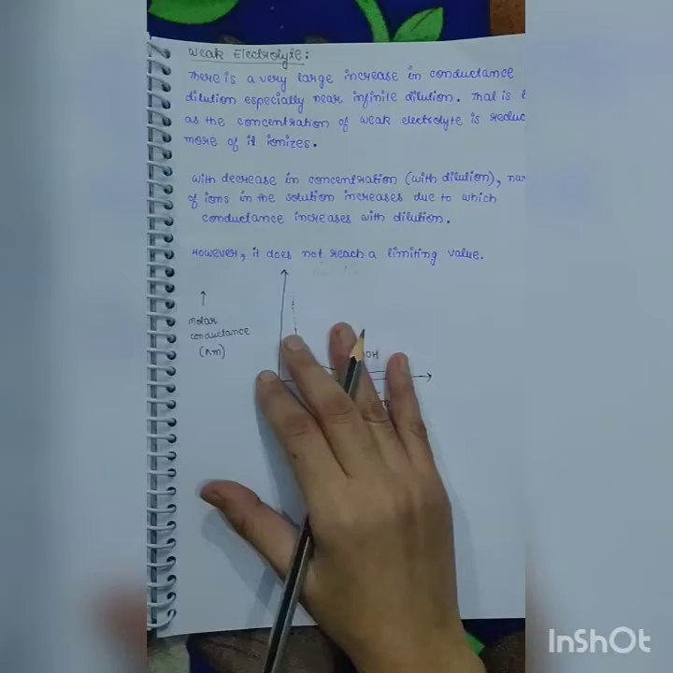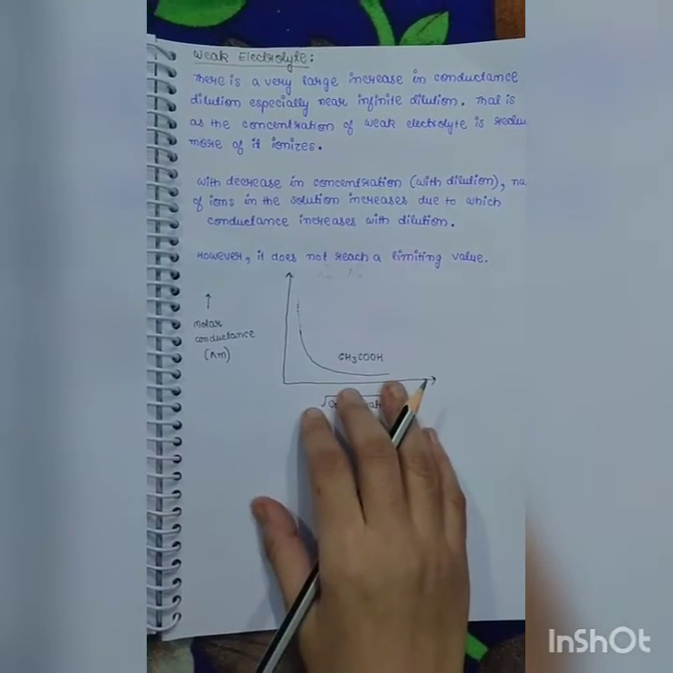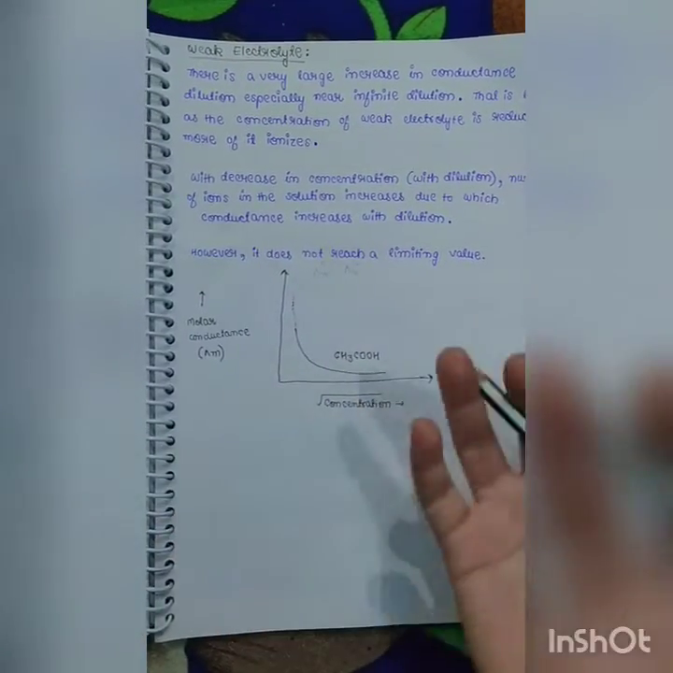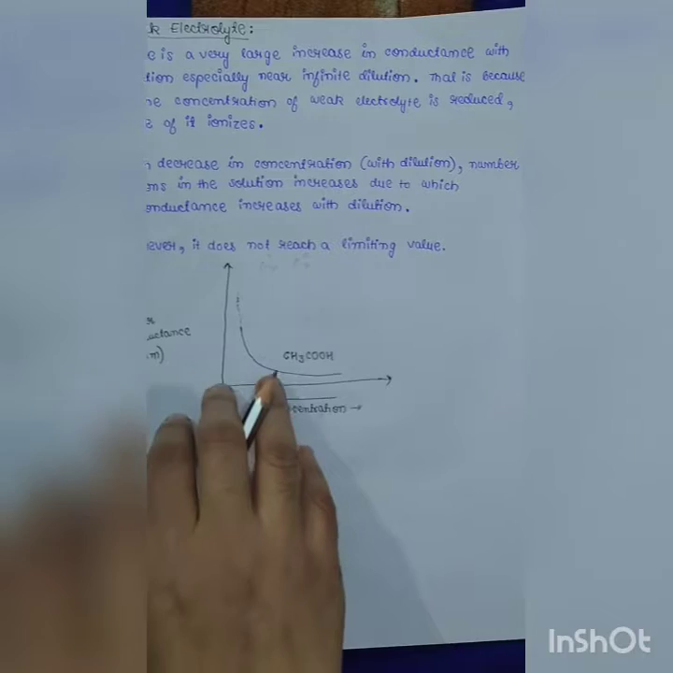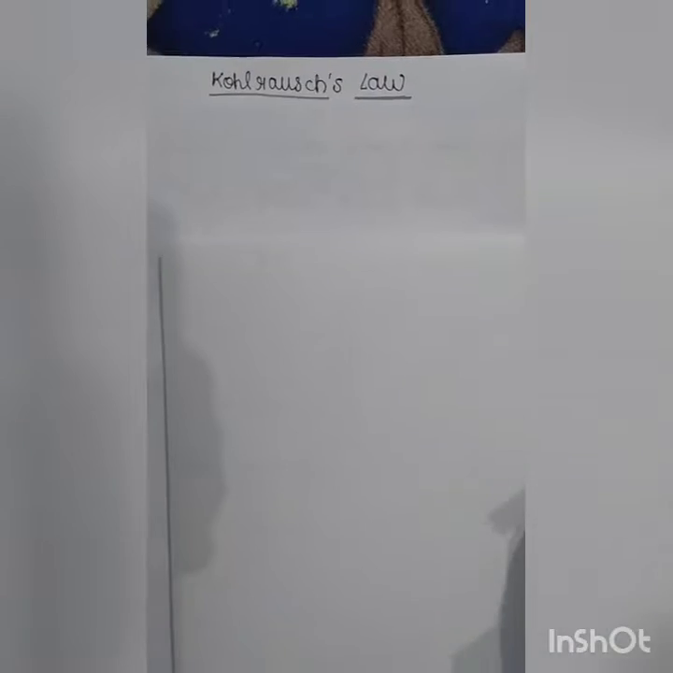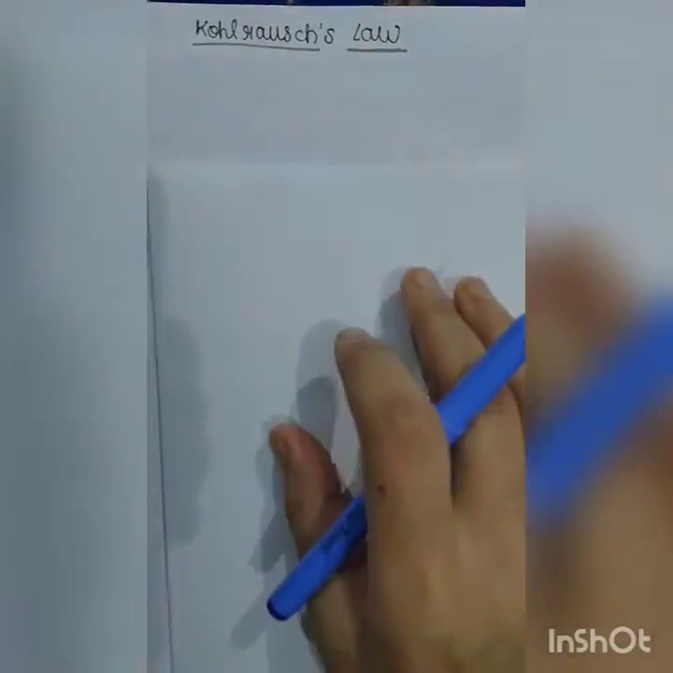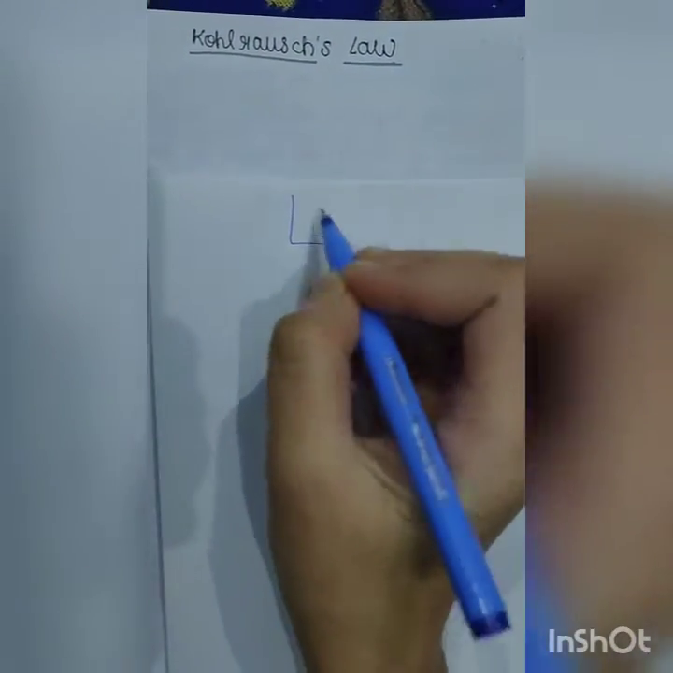ये वाली वैल्यू हम कभी ऑब्जर्व नहीं कर सकते, अगर हमने निकालनी है, so we have to study another law which is Kohlrausch's law. यहाँ पे हमने निकाल लिया था Debye-Hückel-Onsager equation से, but weak electrolyte के लिए we have to study Kohlrausch's law. So Kohlrausch's law was given to calculate limiting molar conductivity of weak electrolyte, because graphically तो वो निकल नहीं रहा था.